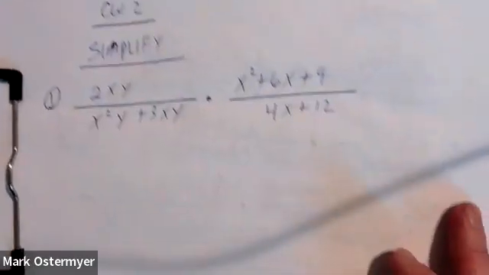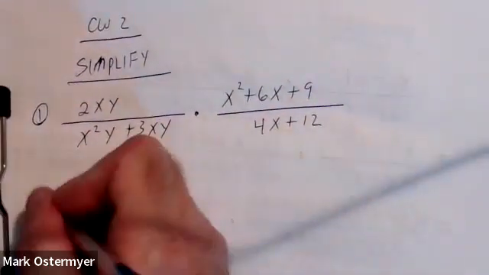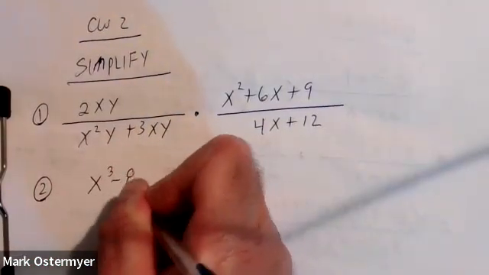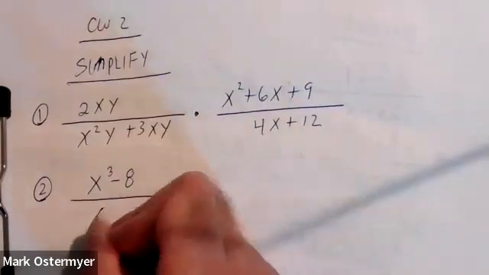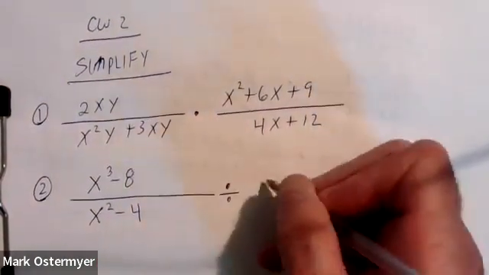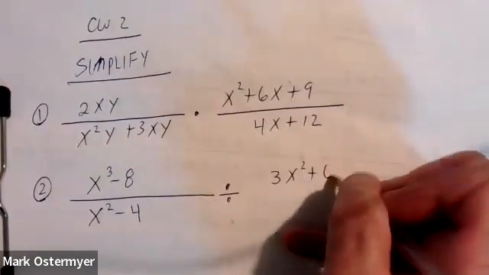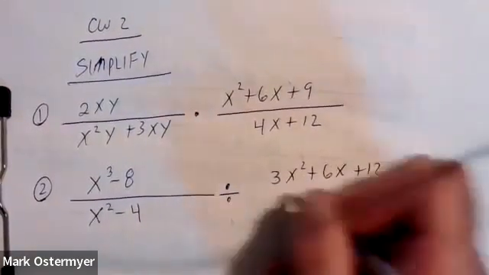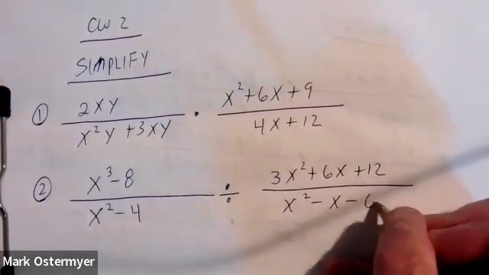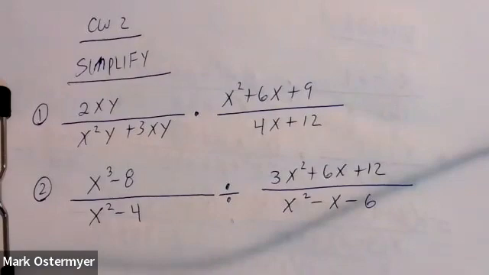And then one last problem for classwork number 2. x cubed minus 8 over x squared minus 4 divided by 3x squared plus 6x plus 12 over x squared minus x minus 6. Okay, there you go. See if you can multiply and divide those rational expressions and get a simplified answer. Classwork 2.